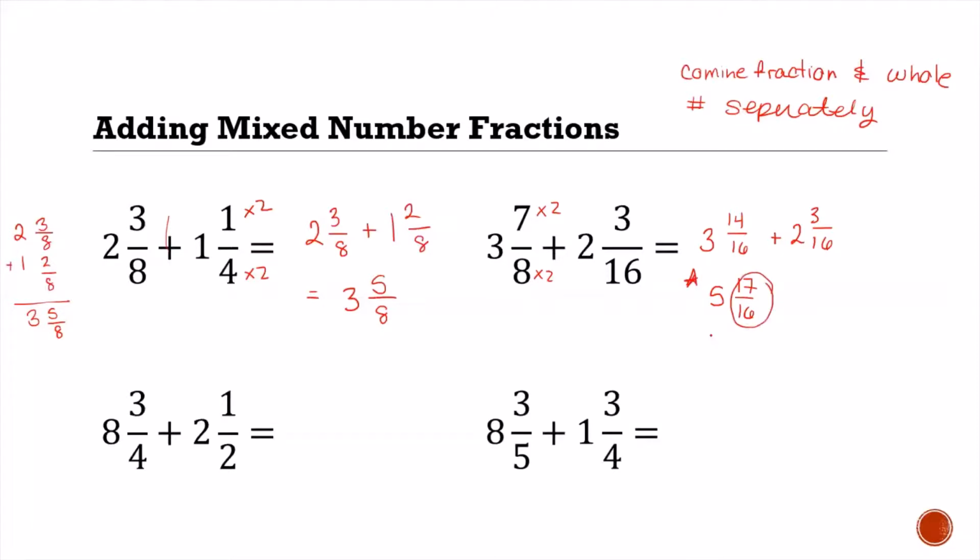We need to convert that. Okay, so 17/16 is equal to 1 1/16. So that means if I had 5 to start with, and this piece here is equal to 1 1/16, that must mean this is equal to 6 1/16.